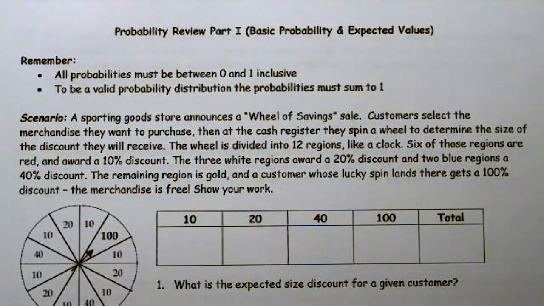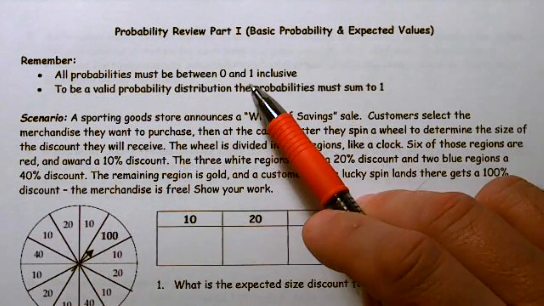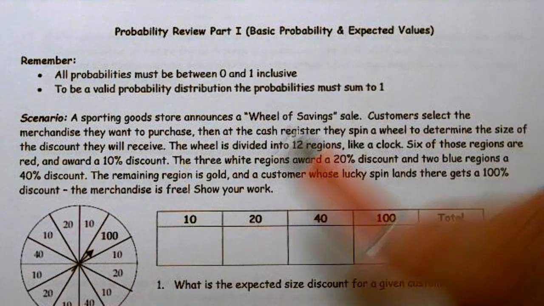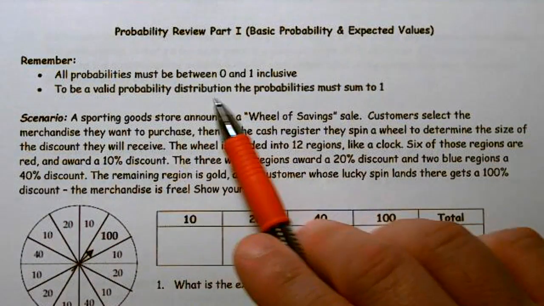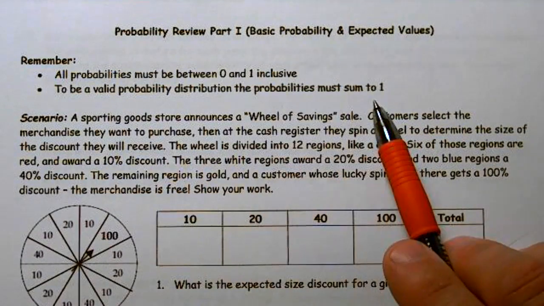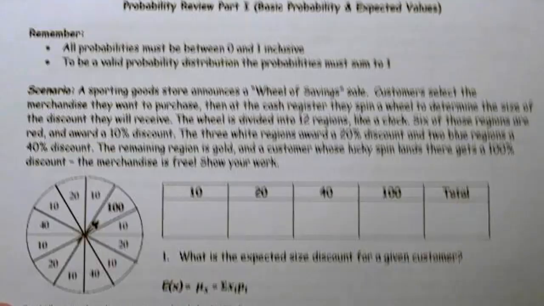Okay, this is probability review video part 1, and this is covering basic probability and expected values. Remember real quickly, all probabilities must be between 0 and 1 inclusive, and to be a valid probability distribution, the probabilities must sum to 1. So here's our first scenario.